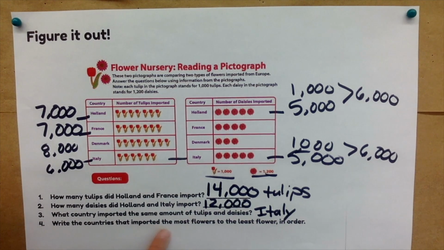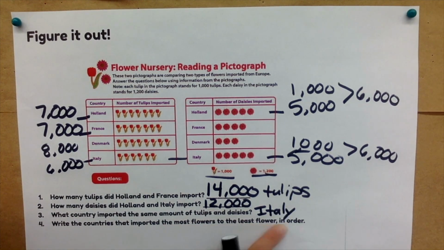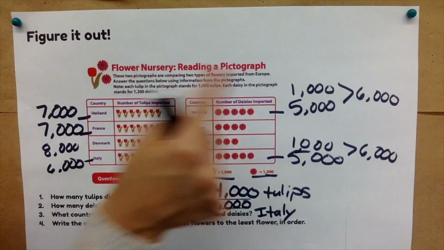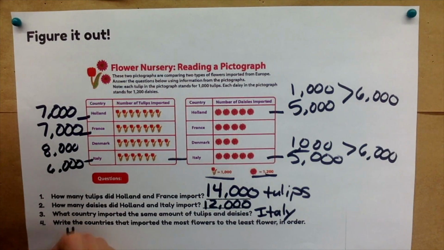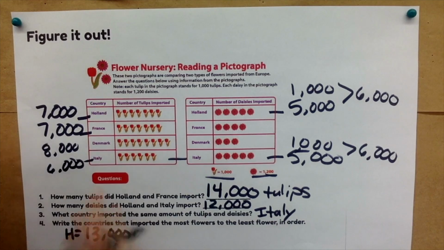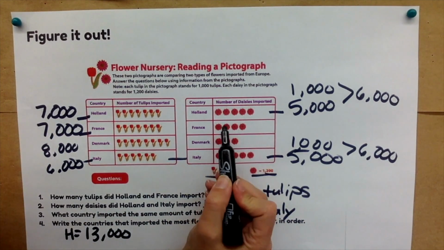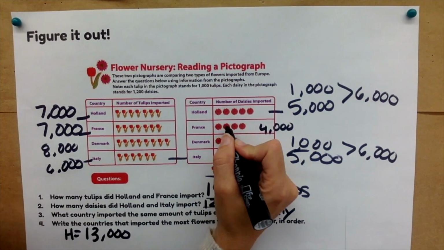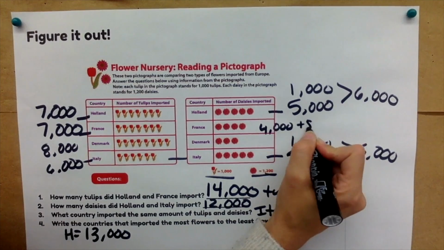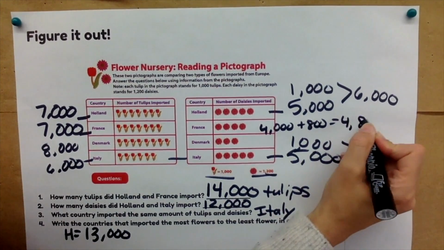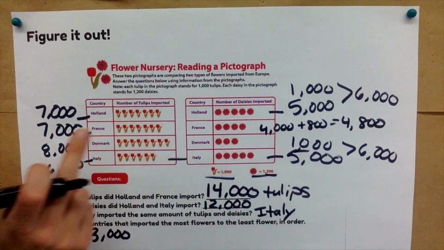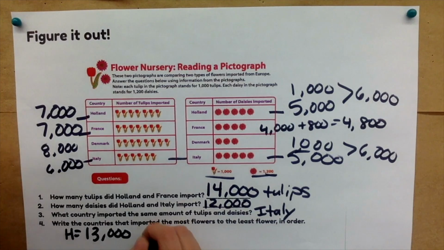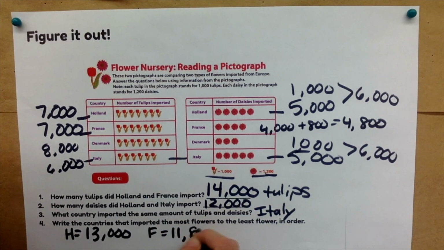Write the countries that imported the most flowers to the least flowers in order. Oh my goodness. So we're gonna have to add these together. So 7,000 plus 6,000. So I'm gonna put H equals 13,000. France, we need to figure out over here. So 1,000, 2,000, 3,000, 4,000 plus 200, 400, 600, 800. So that's 4,800. So we have 4,800 plus 7,000. Let's add the thousands first. 7,000 plus 4,000 is 11,000, and then 800.